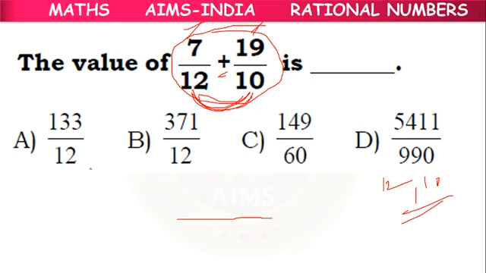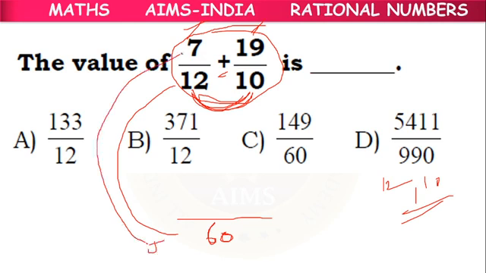The LCM of 12 and 10 is 60. So what can we write? 12 fives are 60. With 5 we have to multiply the numerator. 5 sevens are 35. We can write here 35 plus. Then 10 sixes are 60, so with 6 we have to multiply 19.